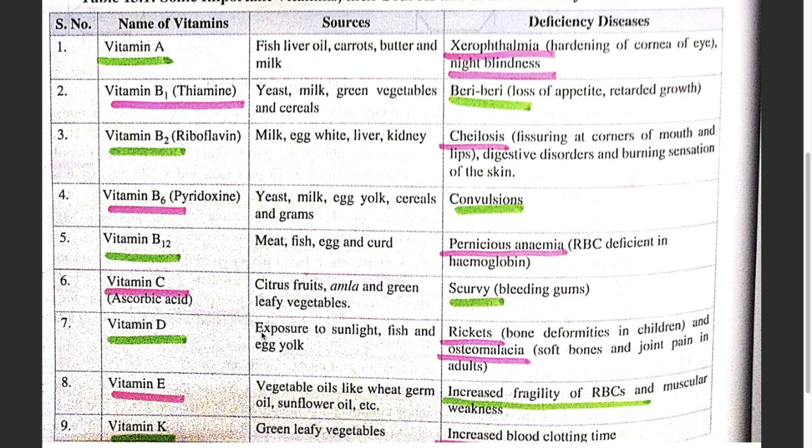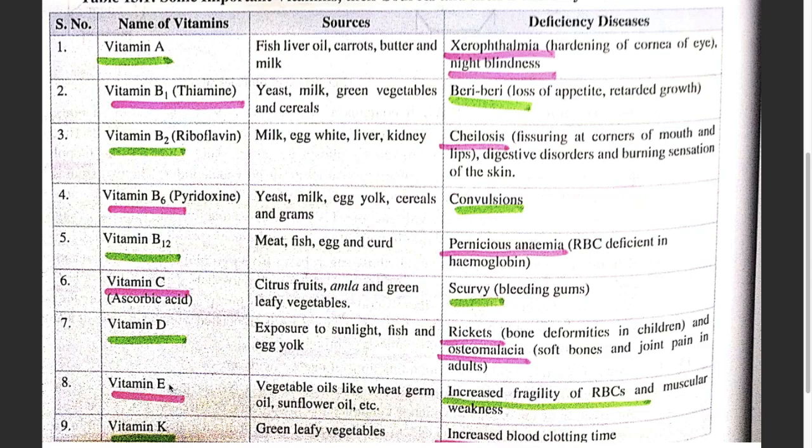Vitamin D. Sunlight is the rich source of vitamin D. Apart from that, fish and egg yolk. The chemical name is ergocalciferol. Then the deficiency disease is rickets, which results in bone deformities in children, and osteomalacia, where the bones become soft and fragile, and joint pains in adults, leading to arthritis.